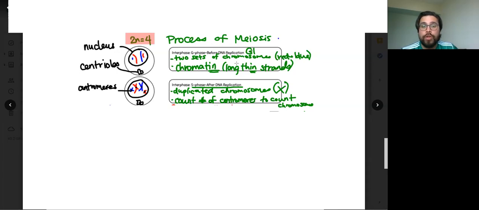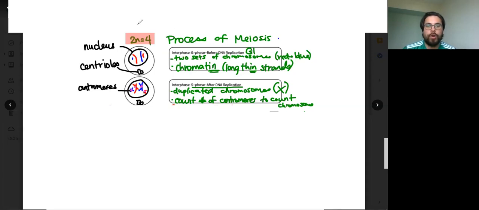In this example, we have 2 sets of chromosomes, red and blue, and they are chromatin, long and thin, until they are duplicated in that S phase. And that duplicated chromosome, or that X-shaped chromosome, we count the number of centromeres to count the number of chromosomes. And this is why it's important for us to realize that that replication process is different from mitosis, because we're counting the number of centromeres here to determine the number of chromosomes. So when you look at the number of centromeres, here we have one, 2, 3, 4. Can everyone see that?